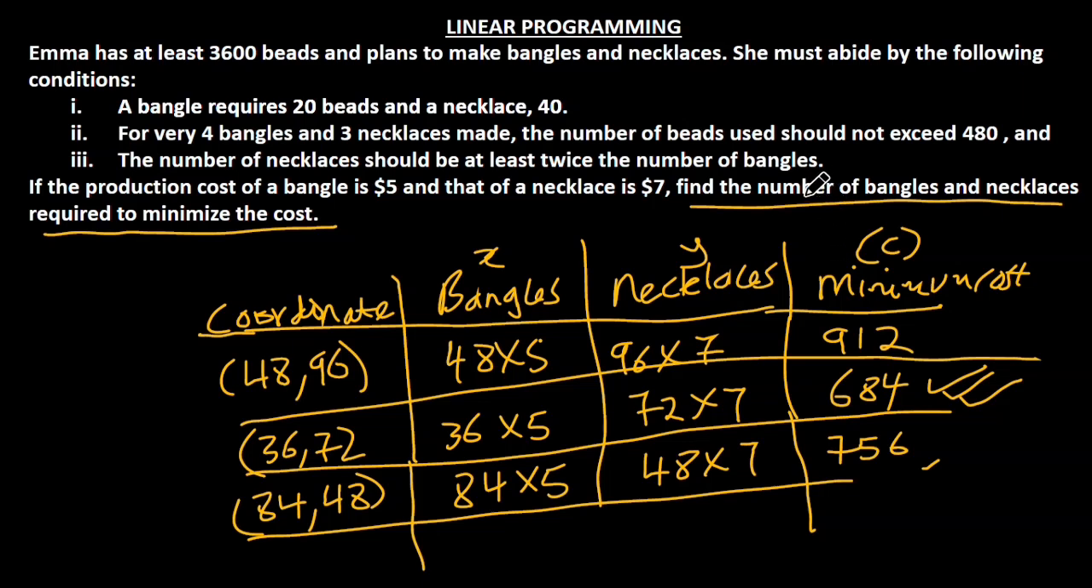Therefore, we can answer and say that the number of bangles and necklaces required to have the minimum cost is 36 bangles and 72 necklaces.